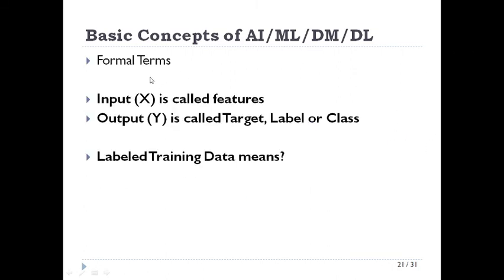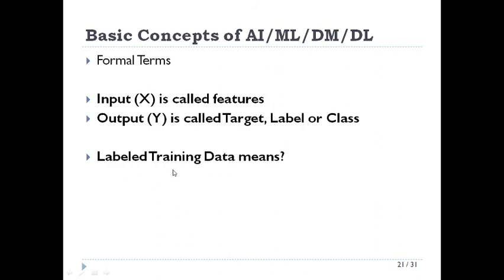So formally, the input, the x variables, are called features in the technical jargon. They can be called parameters also, labels also, but technically we call them features. And the output which you want to find out can be called a target, label, or class. That depends on the use case you are implementing. Do you want to classify your data? Do you want to label your data? Do you want to find out the target value? It all depends on that.